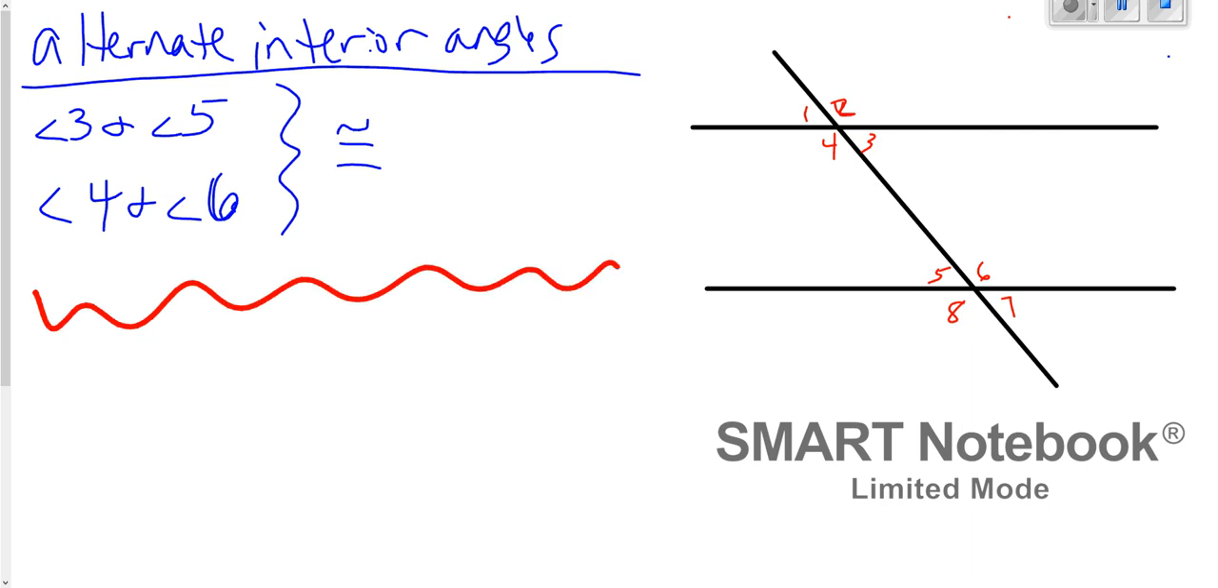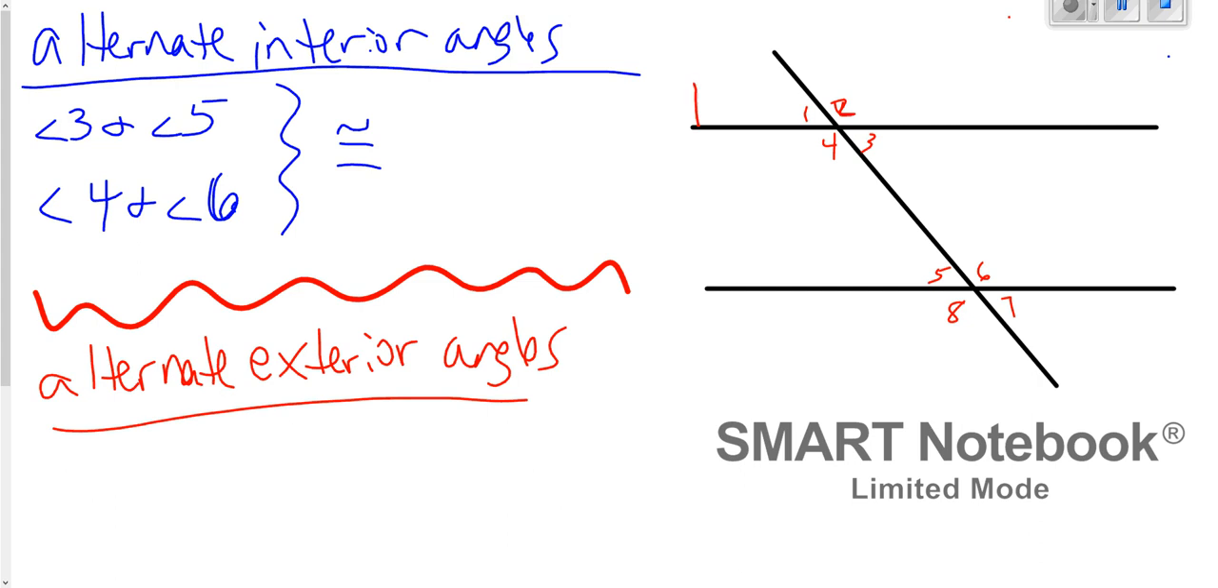Another one that we learned is alternate exterior angles. Exterior means outside, so we're talking about the outside of the parallel lines, which means we're talking about 7 and 8 and 1 and 2. And again, alternate means diagonally across from each other. So we know that angle 1 and angle 7 are diagonally across from each other, alternate exterior, angle 2 and angle 8. And again, each one of these pairs is congruent.